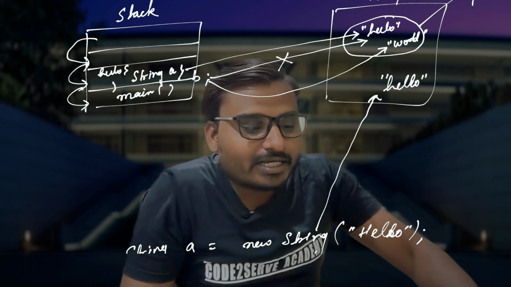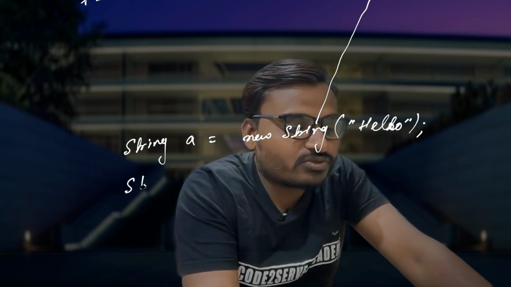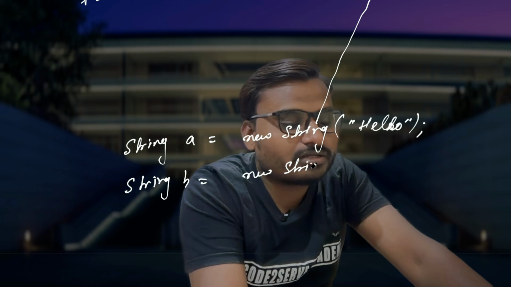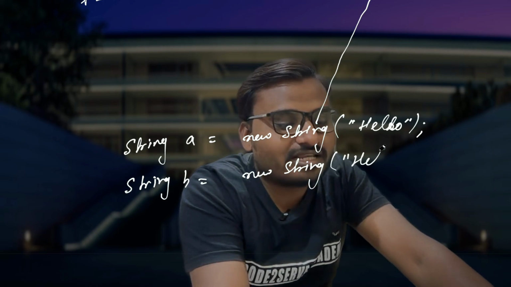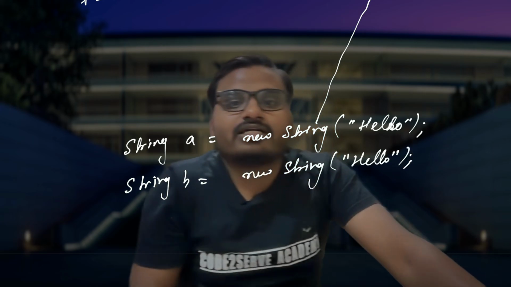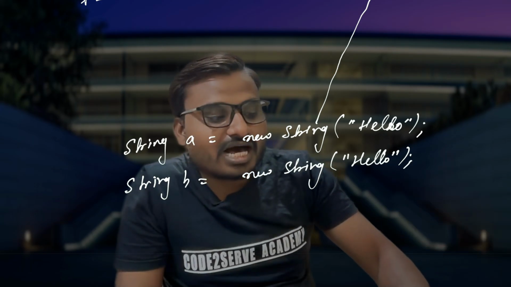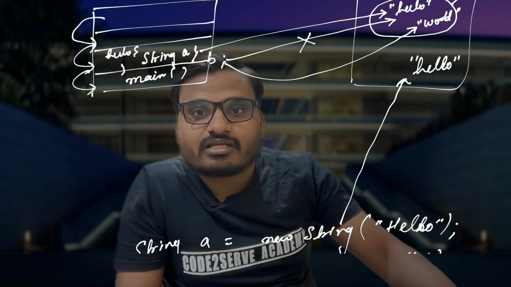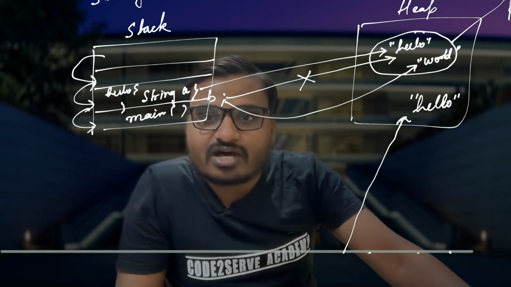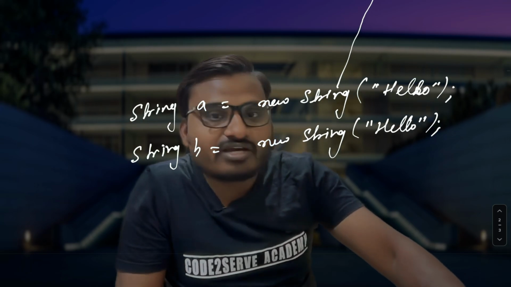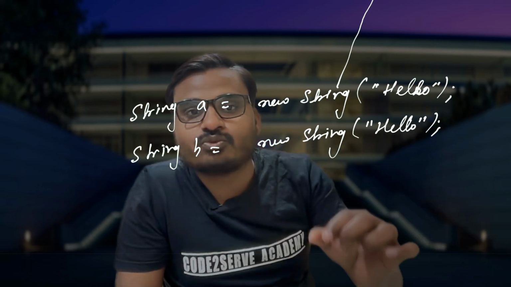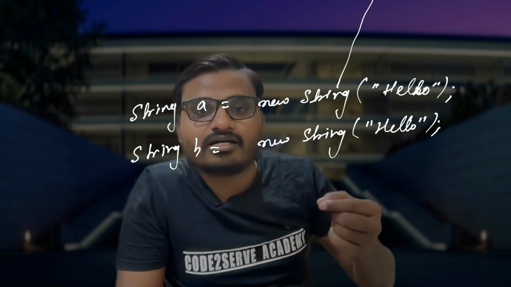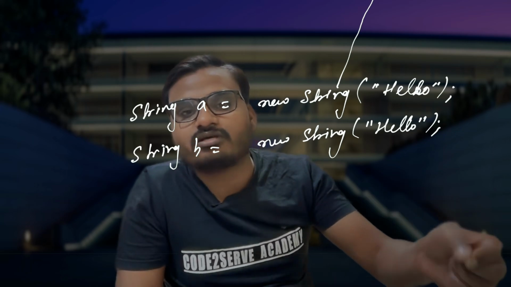Got the point? Now suppose you create one more string that says b is equals to new string, and that says still hello. So what will happen? It still says hello, but the last time when we created using string literal, it was pointing to the same value. But here we have created two objects, that is two instances, and these two instances are different. That means they will have different memory locations in the memory.